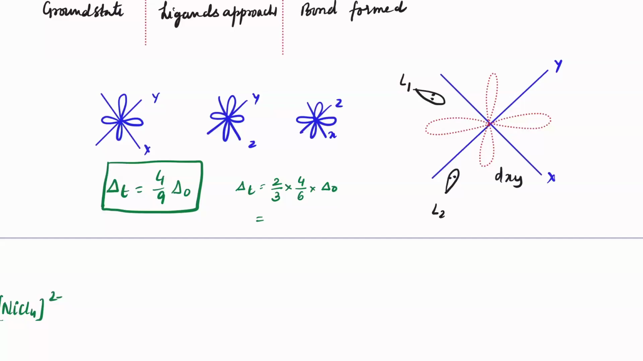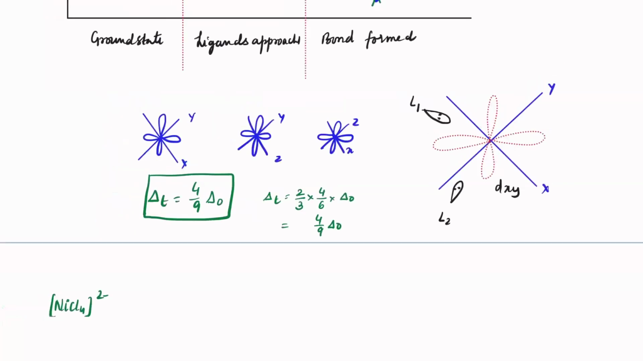Second, this 4 by 6 represents that the expected amount is 6 ligands. If 6 ligands come, imagine X amount of repulsion will come. If only 4 ligands come, only 4 by 6 amount of repulsion will come. So 4 by 6 it is. So now the total becomes 4 by 9 times delta naught. That's what I have written. So that means delta T will be around 4 by 9 times that of delta naught.